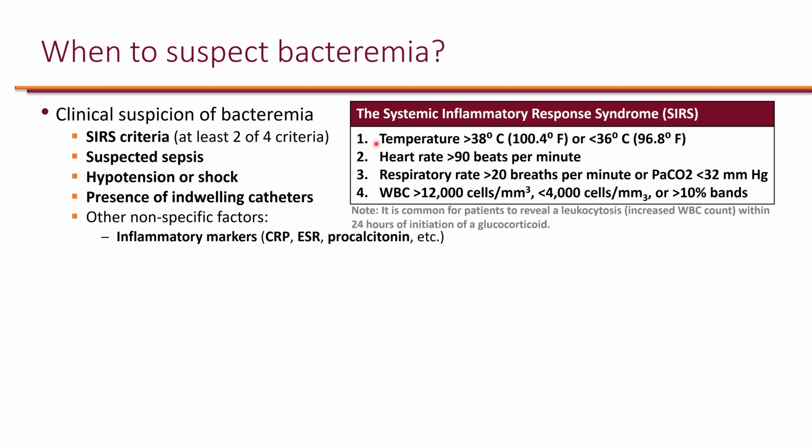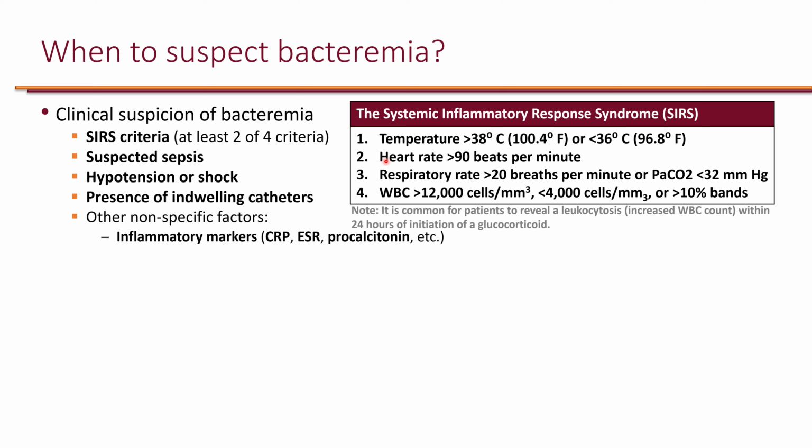So number 1 is the presence of fever, so the temperature of at least 38 degrees Celsius or 100.4 degrees Fahrenheit. That's the definition of fever. Or hypothermia, so if the temperature is actually lower than 36 degrees Celsius or less than 96.8. Now, hypothermia is relatively less common in infections. It's fever that's more common, but again, hypothermia is possible in patients with infections.